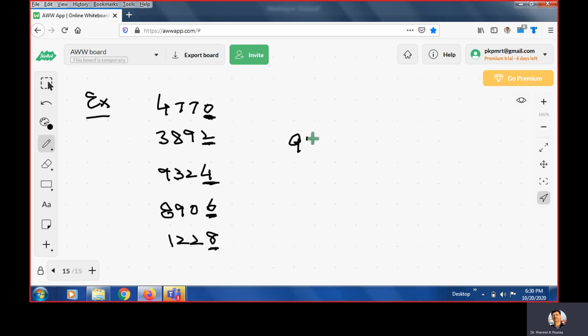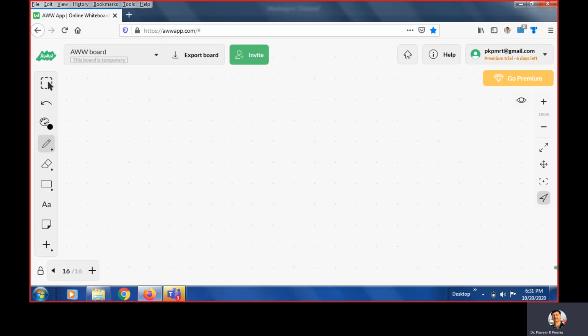So first we'll check with 2 only if these digits are 0, 2, 4, 6, 8. Now I write one number, 9775, say. Is this divisible by 2? No, this is not divisible. Why? Because here is 5, not 0, 2, 4, 6, 8. So this is how to check the divisibility by 2.